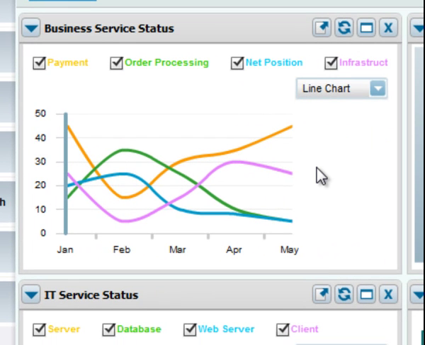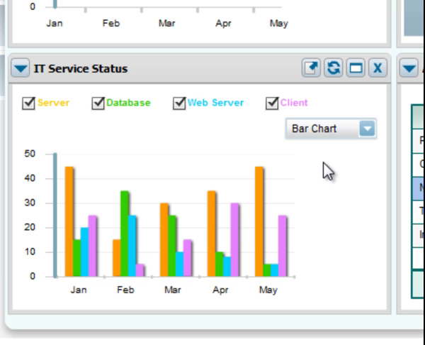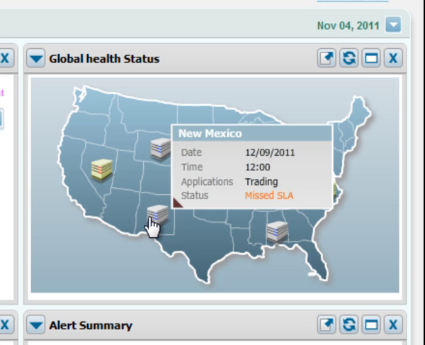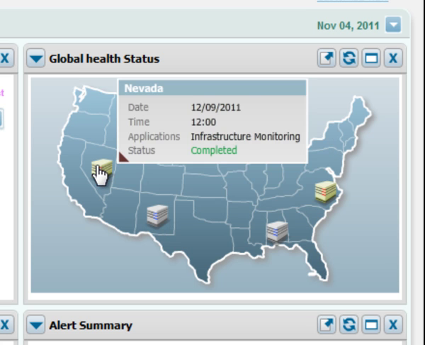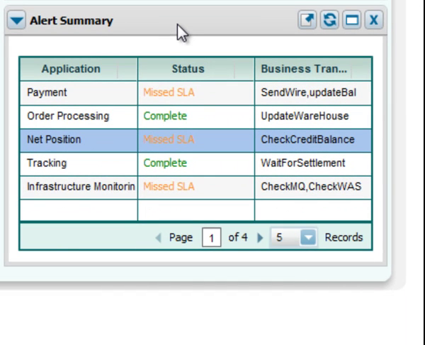In the viewlet on the top left, we see a line chart of business service status, things like payment, order processing. Down at the bottom, we have a bar chart of IT service status, and these are all configurable as well. Top right, we have a geographical view that shows the status of data centers and their applications vis-a-vis their service level agreements across the U.S. in this case. And finally, on the bottom right, the viewlet here is called Alert Summary, and this shows you what you need to know now.